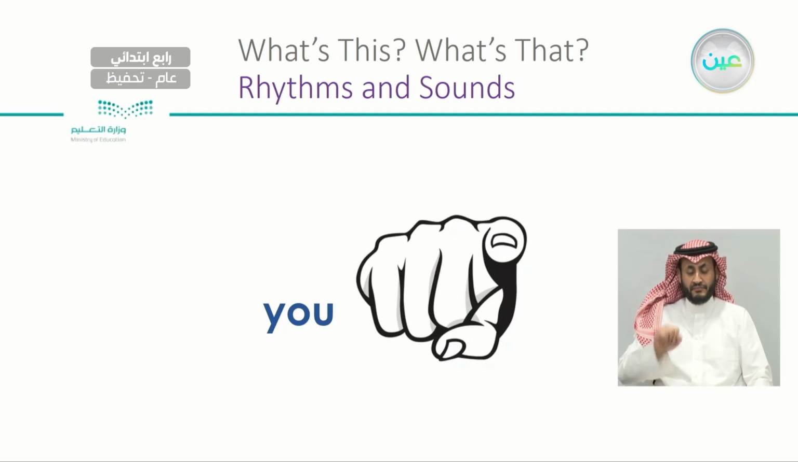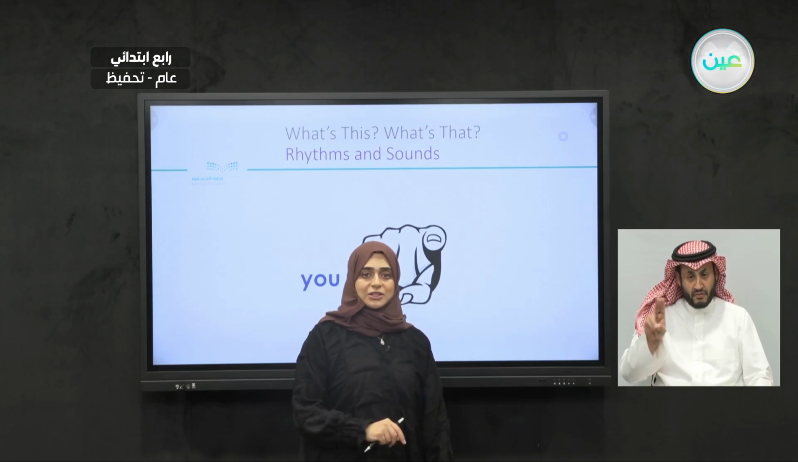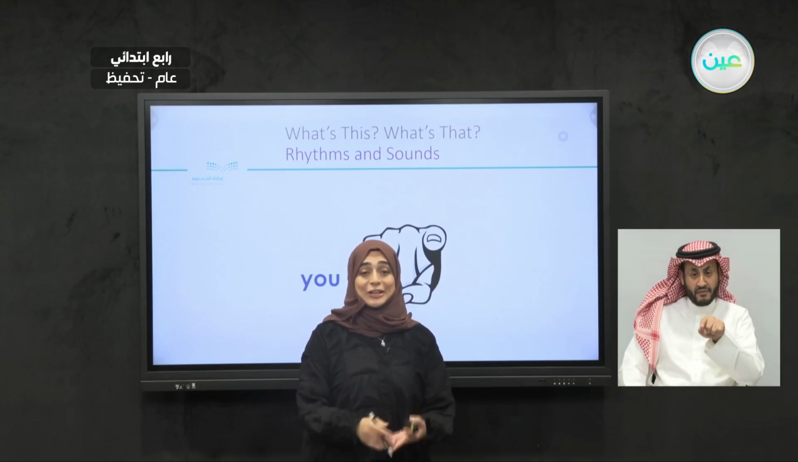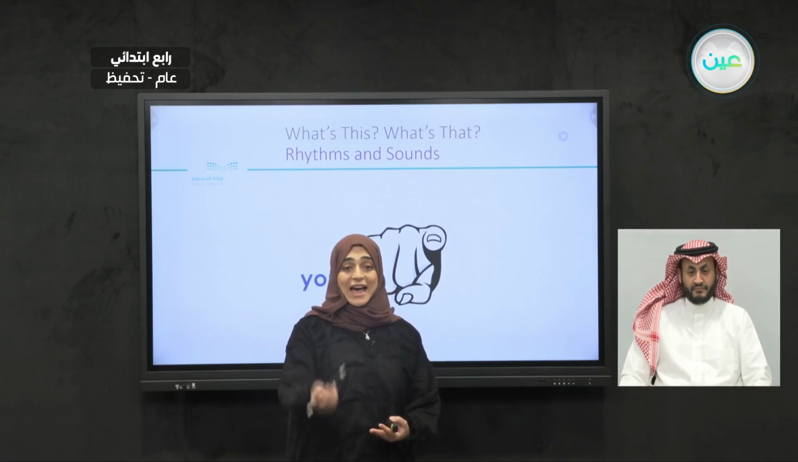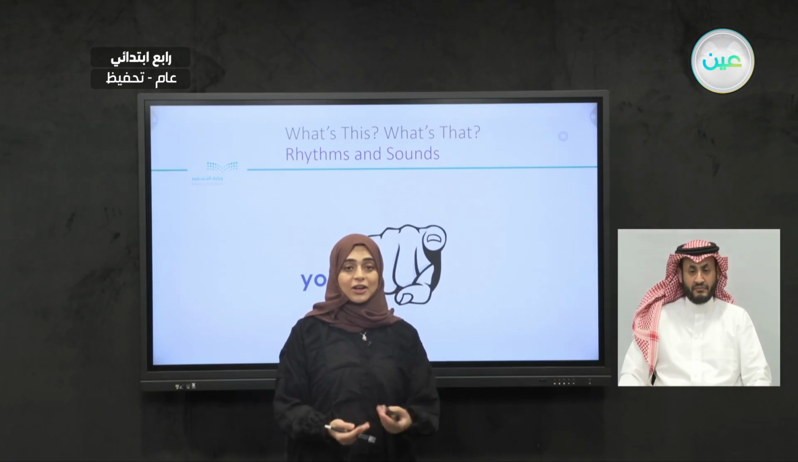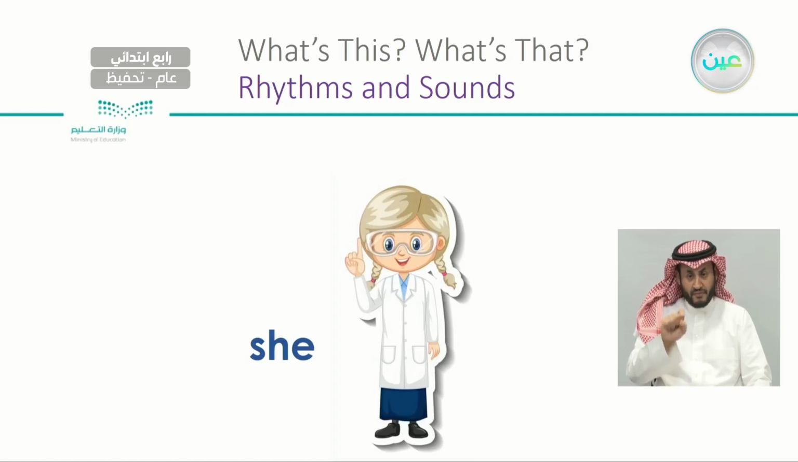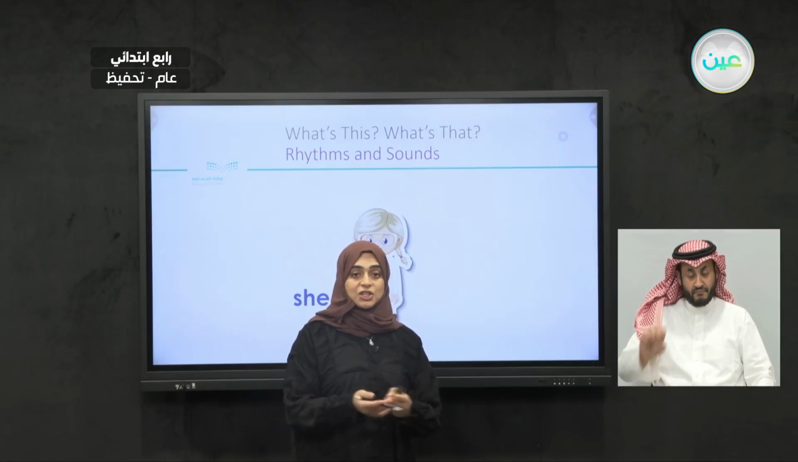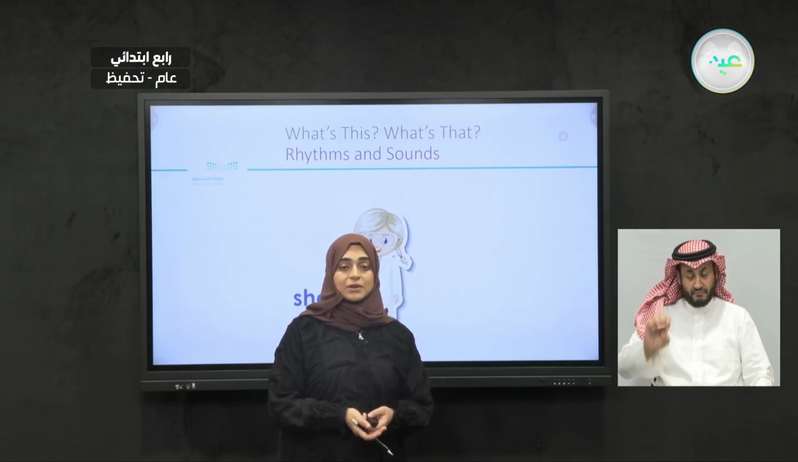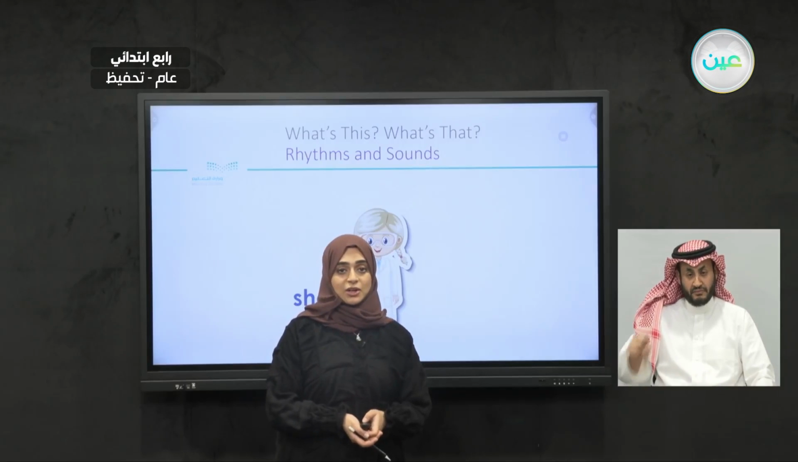Okay? If I was pointing at you, what would I say? If I was pointing at you, obviously I would use the word you. Point at me. Ask me a question. How are you? Now this is a picture of a girl or a boy. It's a picture of a girl. If I was talking about a girl, what do I say? She. She is standing up. She is a nice girl.